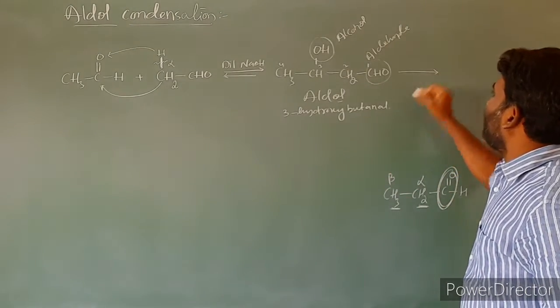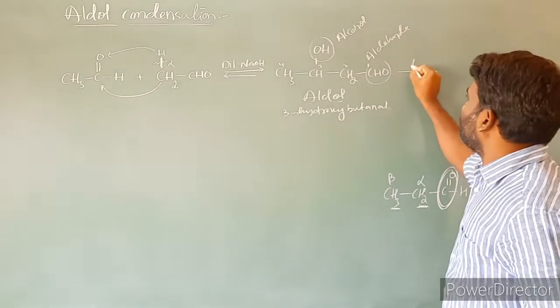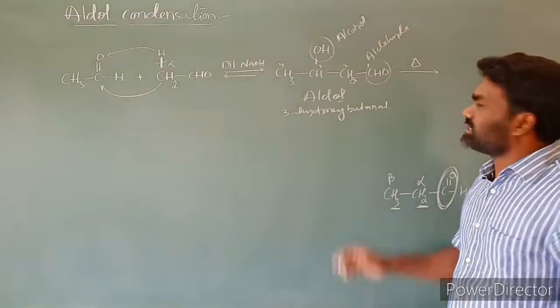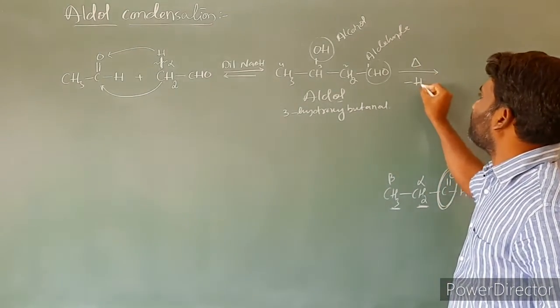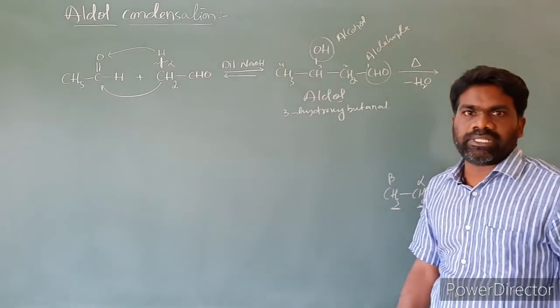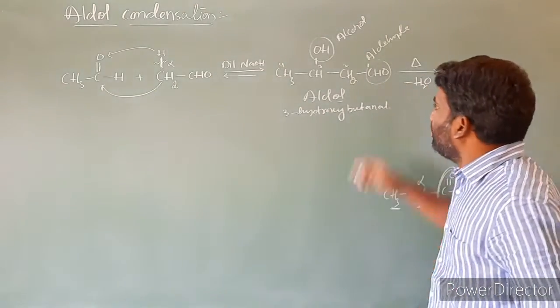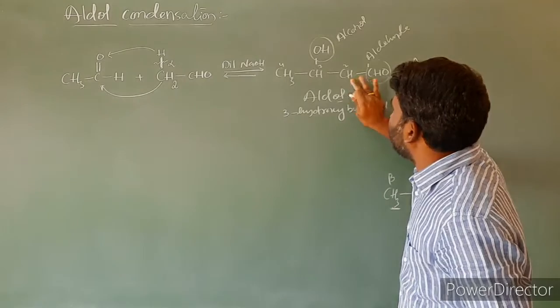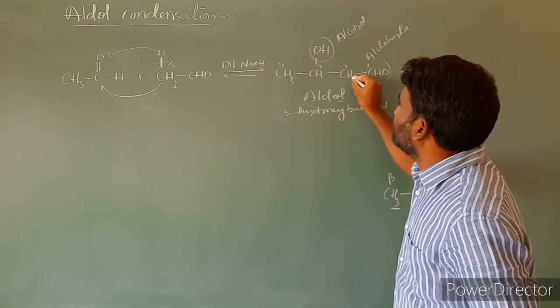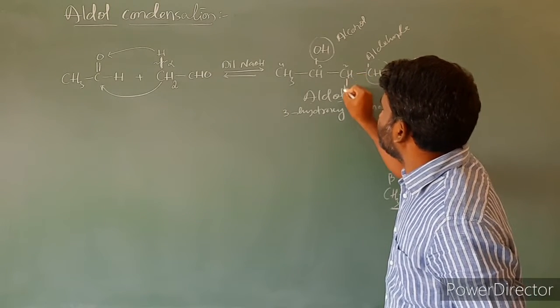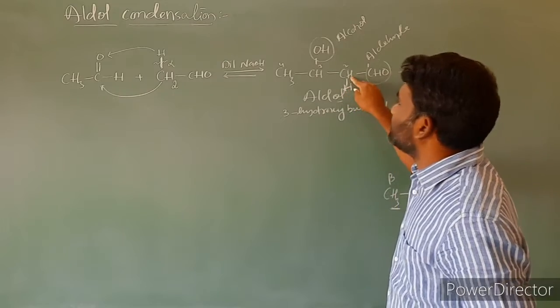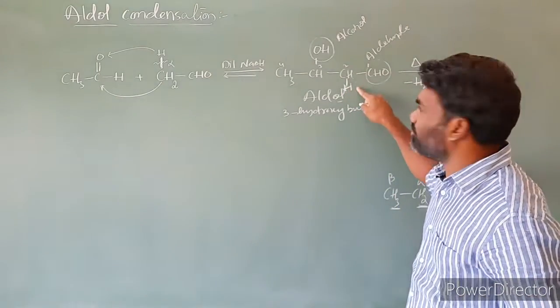Then next, we have to remove a water molecule. We have to heat this compound. If we heat this compound, there is a loss of water molecule. How is the water molecule lost? I'm writing this CH as CHH. This is CH2. I wrote it as CHH, meaning the same.